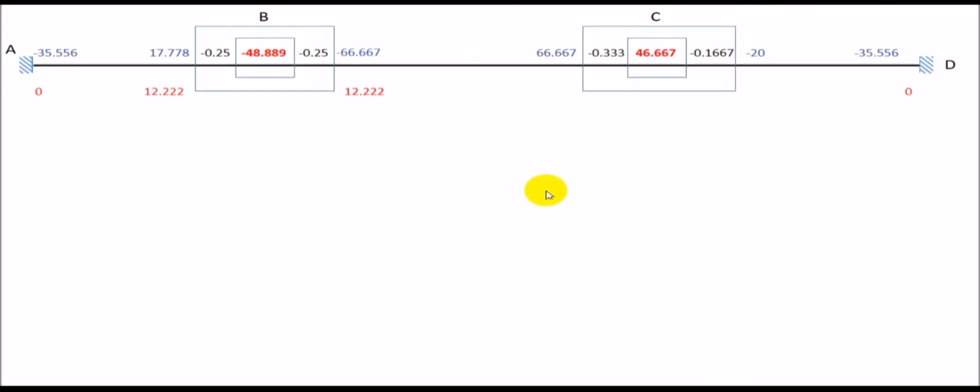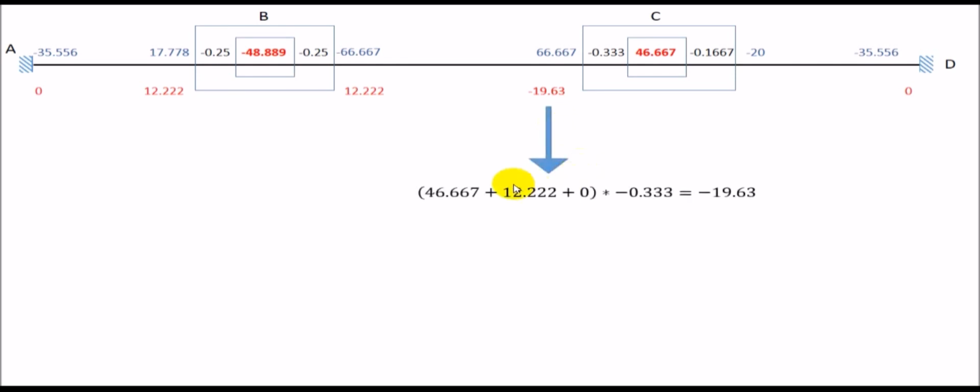Now we'll see the iteration value of CB, which is equal to minus 19.63. How did we get to this value? It is first of all 46.667, the summation moment, plus the latest iteration value of left support. Since B is to the left of C and the latest iteration value is 12.222, it is not 0, it is 12.222, and the latest iteration value of right support, which is 0, into the rotation factor of CB. So we get the iteration value of CB, which is minus 19.63.